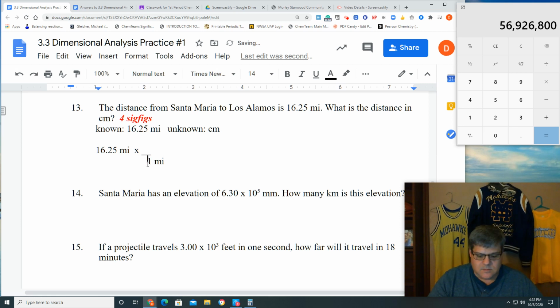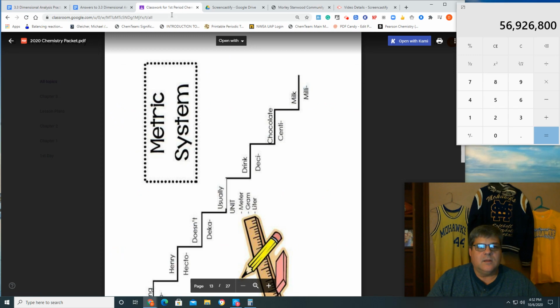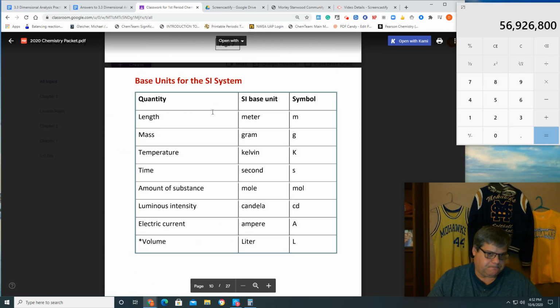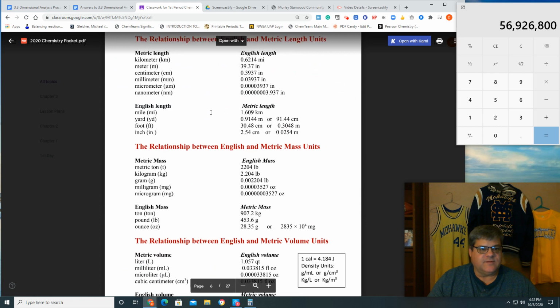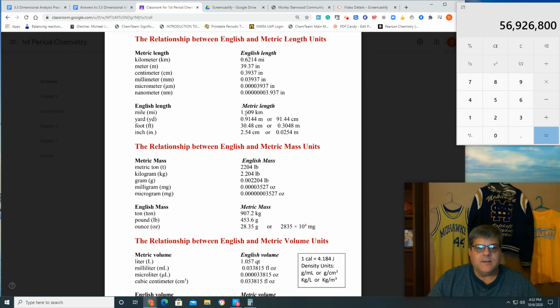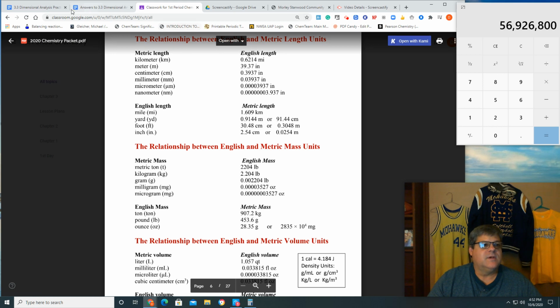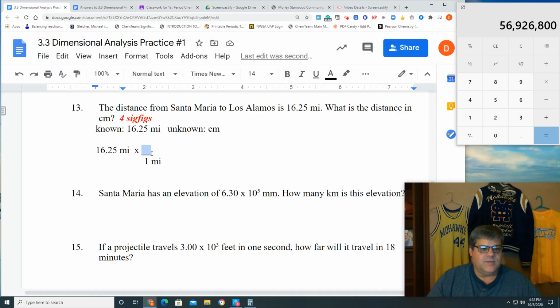And so what does 1 mile equal? 1 mile equals, and let's go back to our packet. Go to those conversion factors that we have. So 1 mile equals 1.609 kilometers. So we're going to go ahead and put that right up here. 1.609 kilometers. Okay. So that's going to be underlined right there. And then we're going to go ahead and put another times and a line.